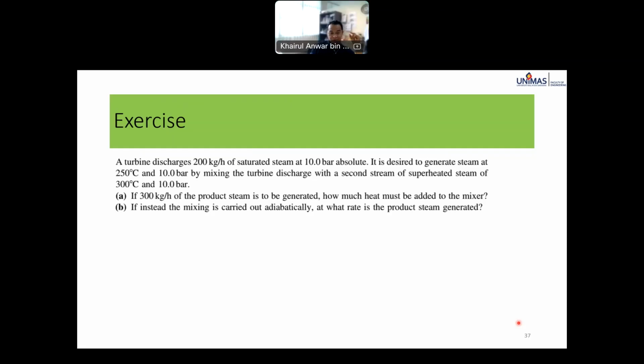So you do the mass balance to find the second stream, the second inlet, because if you refer to the question, the product steam generated is 300 kg per hour.